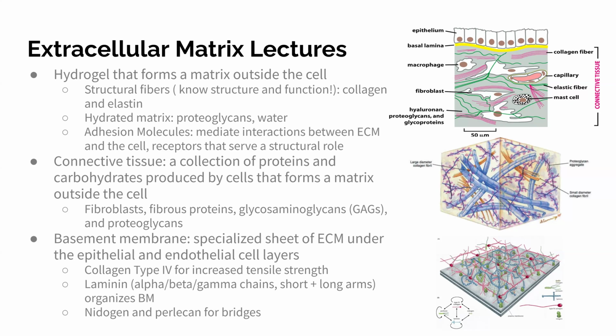And then you have the basement membrane. So this is more like a sheet rather than like a sponge, I guess. And this is under all epithelial and endothelial cell layers. So that's basically any cell layer that's lining organs or your skin. And this is made up of mostly collagen type 4 for tensile strength, as well as laminin, which organizes the basement membrane, and then nidogen and perlecan, which form bridges. And we'll talk about some of those things a little bit more in the next slide.